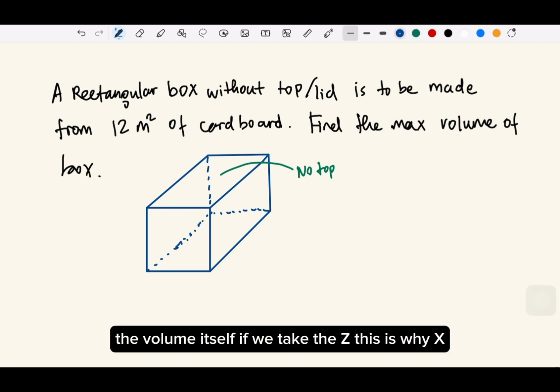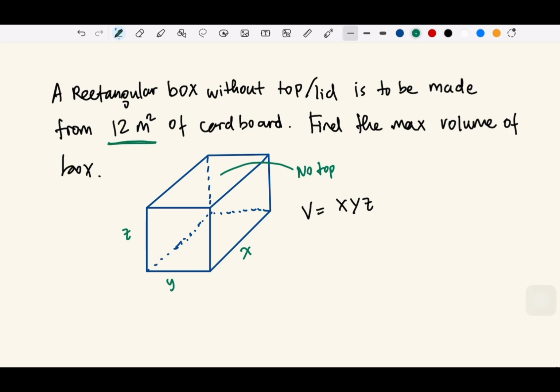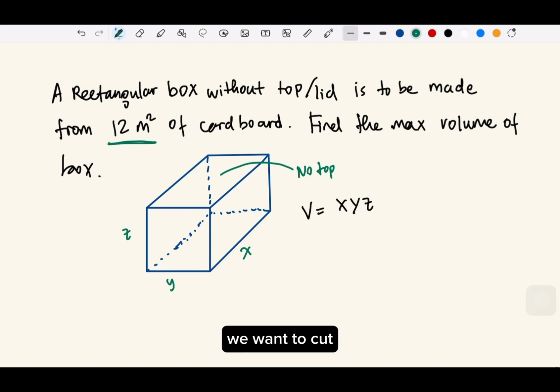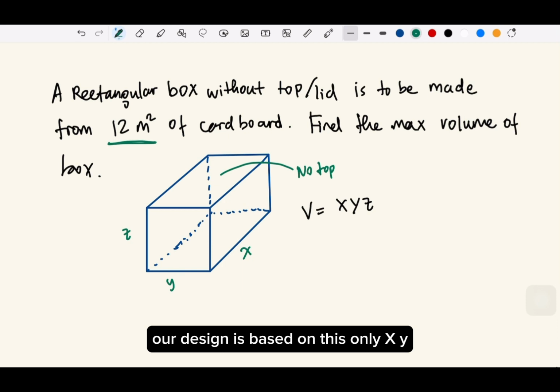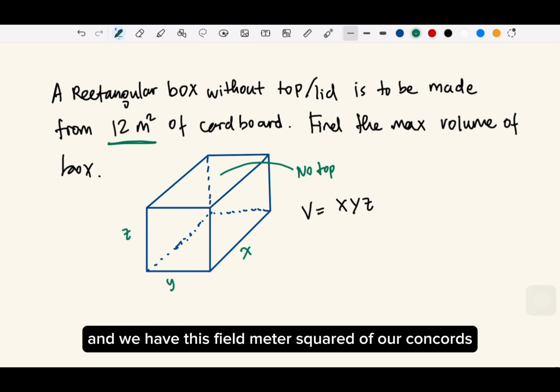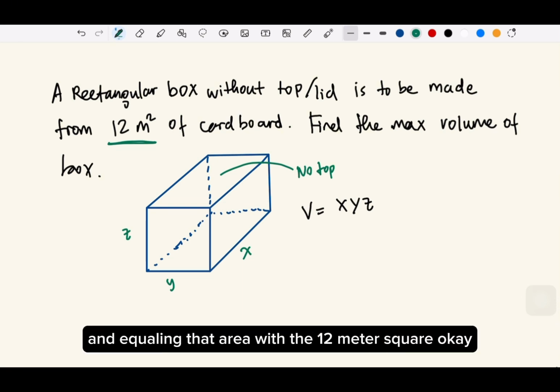The volume itself, if we take z, this is y, x. The volume itself is xyz. Okay. And then the other important information is this 12 meters squared. Which means that we have some cardboard and we want to cut. But how much our design is based on this volume xyz. So what's the length of x, y, and z? That's the question. So we have xyz as our volume, and we have this 12 meters squared of cardboard. So we can think of this 12 meters squared as the area. Okay? The area of this plus this plus this plus this plus this without the top. So we can add all this and equate that area with the 12 meters squared.